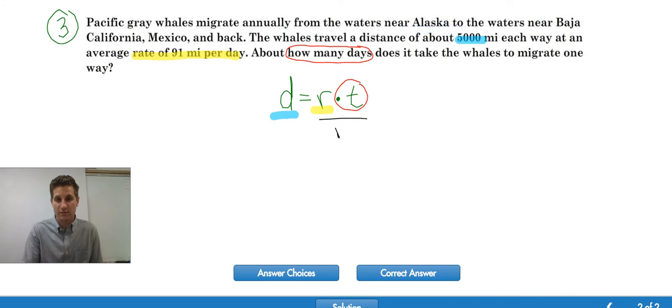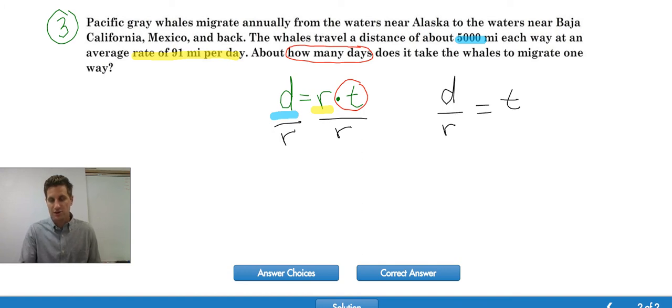So to get rid of the r, I'm going to divide both sides by r. So now d over r is going to equal the time. So I changed my literal equation. I solved for what we're looking for, which is time. And now I'm going to plug in. Again, d was 5,000 miles at a rate of 91 miles per day.